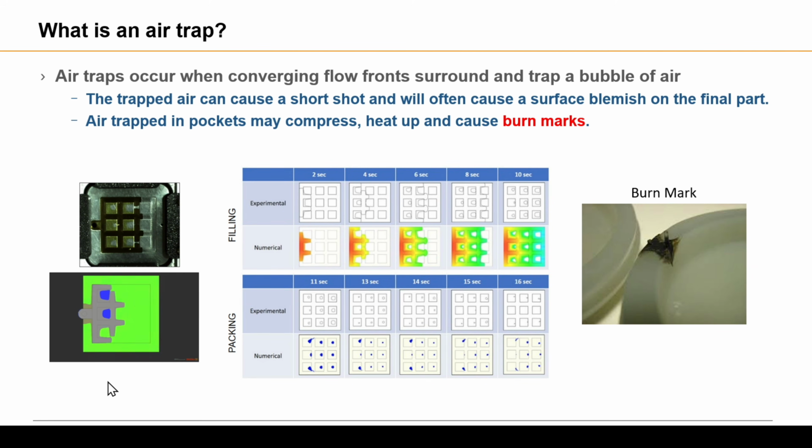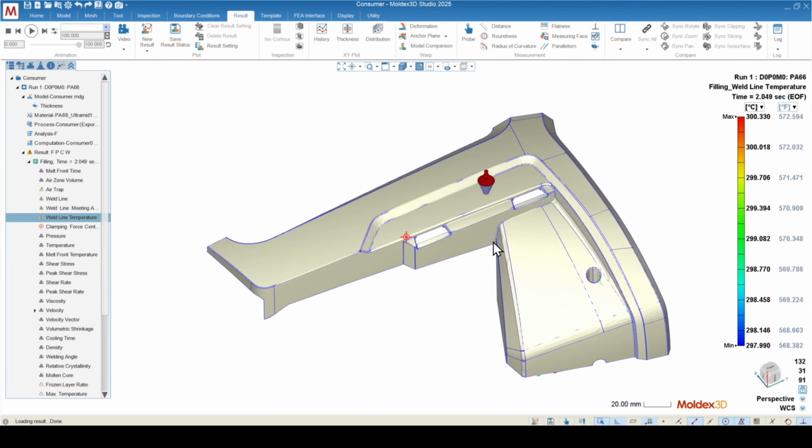Another type of air trap will happen if the air is not able to escape the mold at the end of fill. In this case, all of the pressure being applied to the melt front will cause this air to compress and superheat, and this can actually cause a burn mark on the part surface. Both of these effects can be visualized using simulation. The primary result that we use for this is the air zone volume.